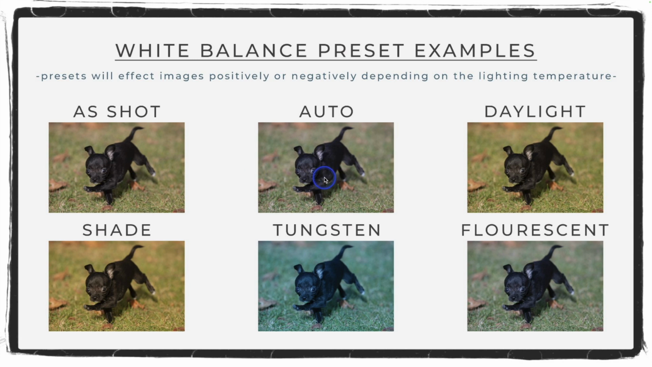So auto usually is my first step that I'll test something out. And if that looks good, I'll use it. Then we have daylight, and you can see it's very close to as shot. Then our shade, then tungsten and fluorescent. So you can see how it's manipulating and changing those images.